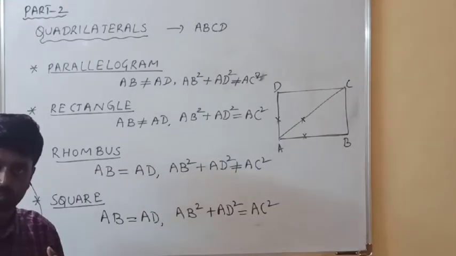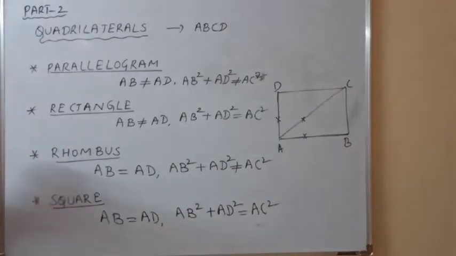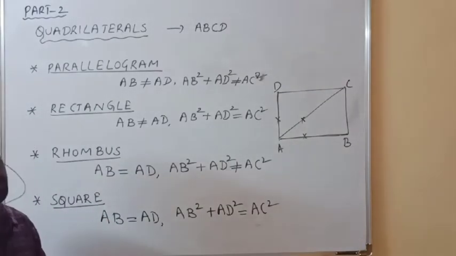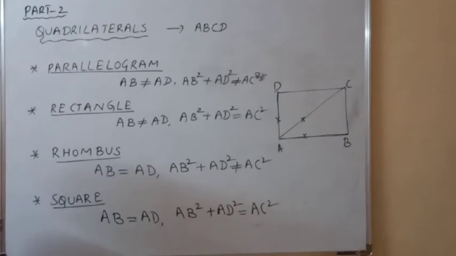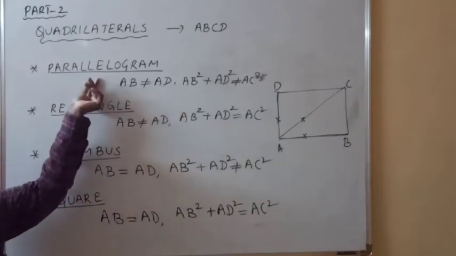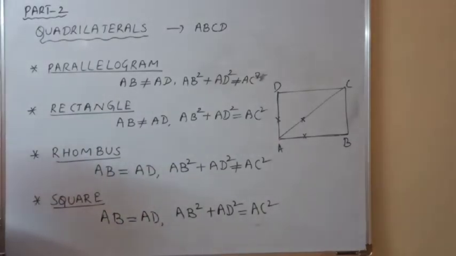Suppose they give 4 points, and the question is what figure is formed by the given 4 points. Suppose the options are exclusively only these 4 options. Don't find all distances. You find AB, AD and AC and check the conditions. Suppose this condition is satisfied, the figure is a parallelogram. Suppose this condition is satisfied, the figure is a rhombus.